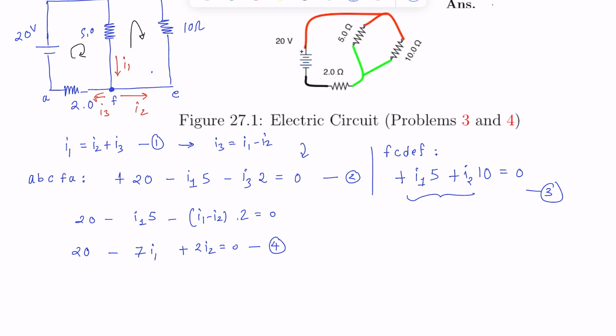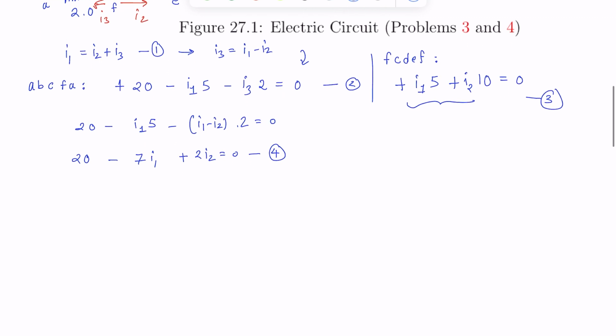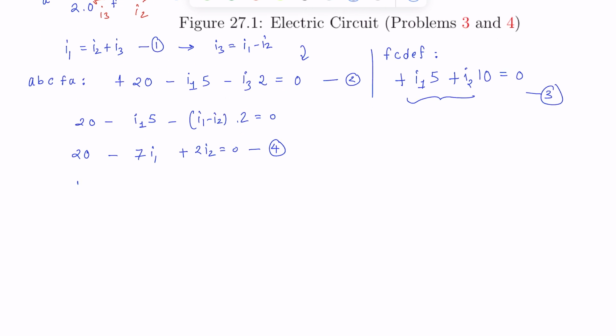So we've got equation 3 and equation 4 in terms of I1 and I2. This is what I'm going to do. I'm going to multiply equation 4 by 5, so I'm going to end up with 100 minus 35I1 plus 10I2 equals 0. Let's call this equation number 5. So I have multiplied equation number 4 both sides by 5. Now I'm going to subtract equation number 3 from equation 5.